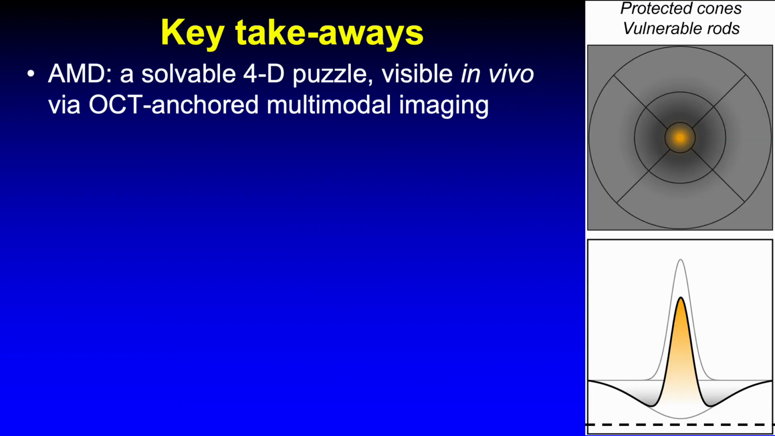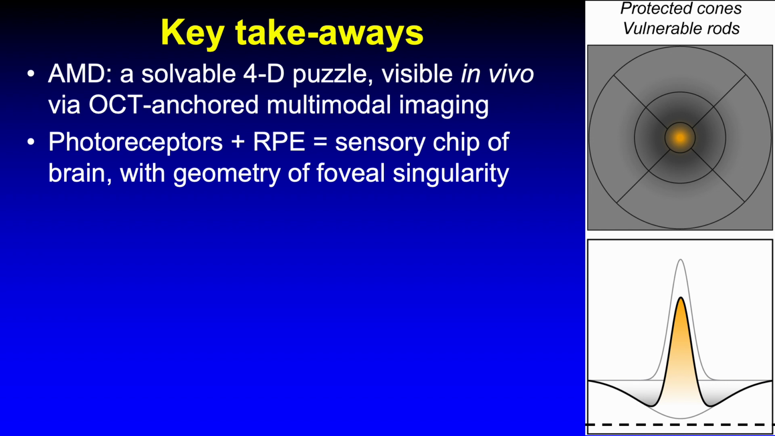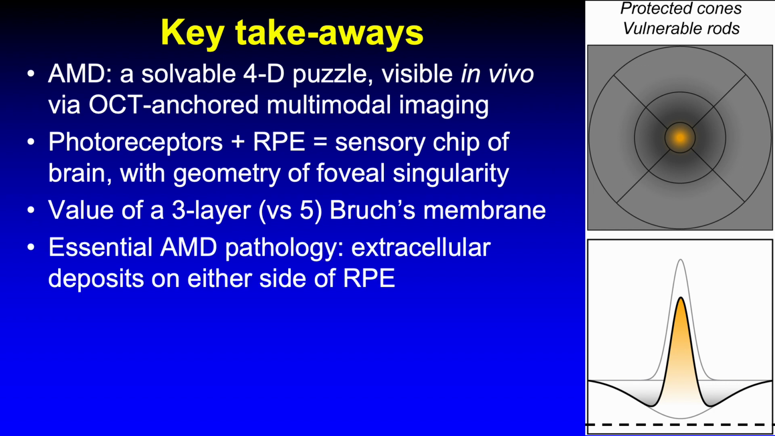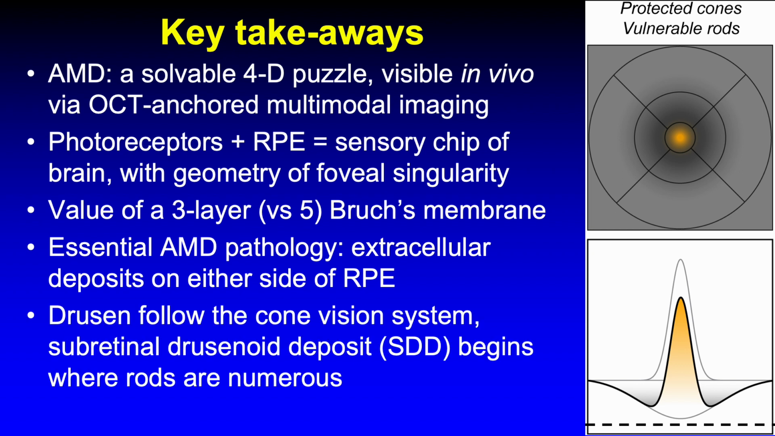Here are the key takeaways from the 4-part series: that AMD is a solvable 4-dimensional puzzle visible in vivo with OCT-anchored multimodal imaging. The photoreceptors and the RPE together are a sensory chip of the brain with the geometry of the foveal singularity. We discussed the value of a 3-layer versus 5-layer Brooks membrane. The essential AMD pathology is extracellular deposits on either side of the RPE.